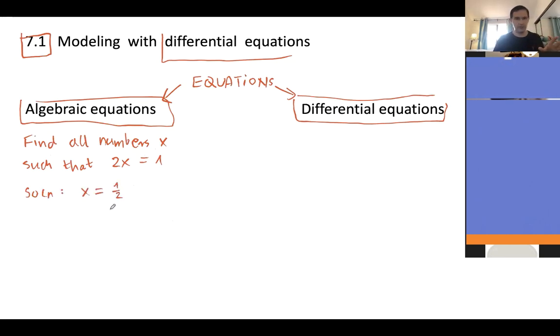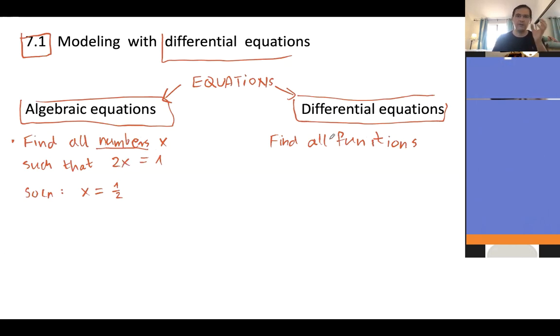Okay, something very simple. But now I want to look at something a little bit different. This is also going to be an equation, and the equation says this: find all functions. See, here's the fundamental difference. Here, I am looking for numbers like 1, 2, 3, 4. I'm looking for numbers x that satisfy some condition or some equation.